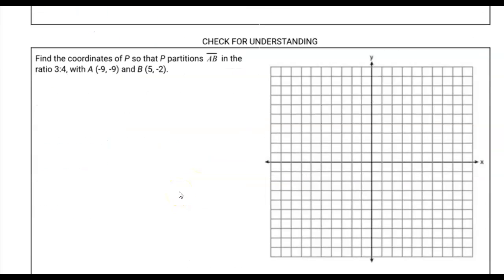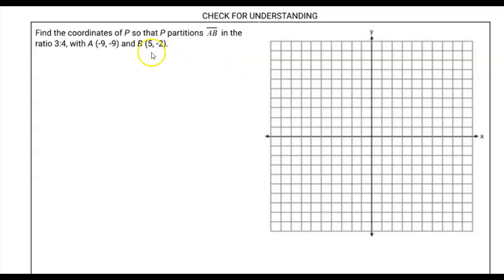Next problem, I'd like you to try this out by yourselves. You graph the points. You try to find the slope of the line and see how many slopes are going to take you for 3 parts on the left side and 4 parts on the right side. Pause the video, try this one out.